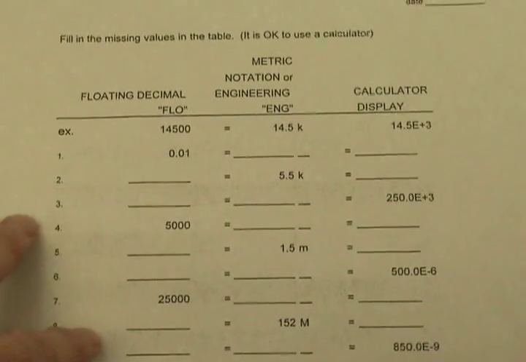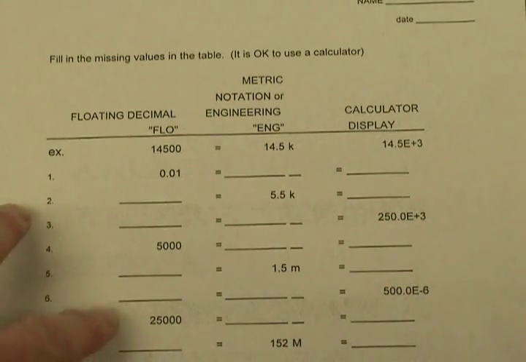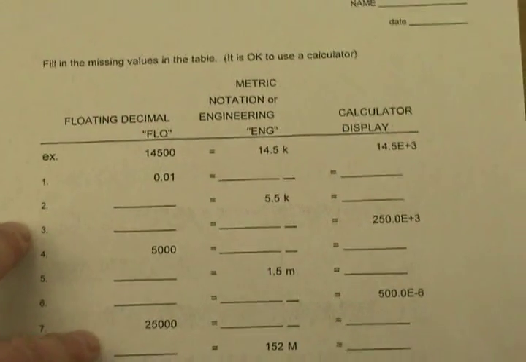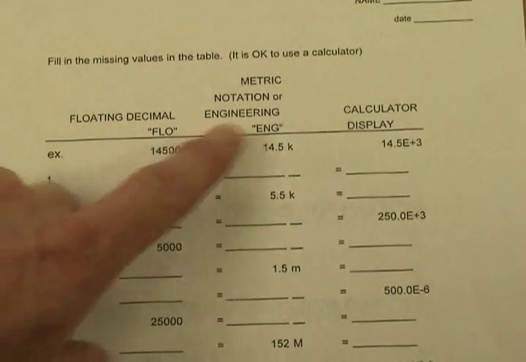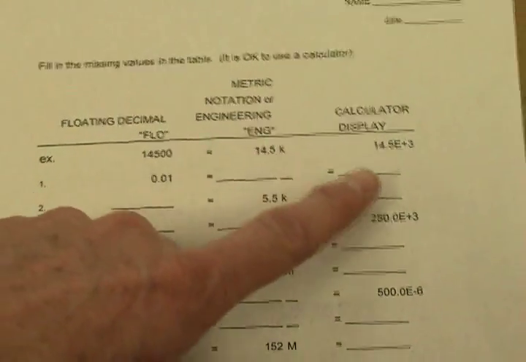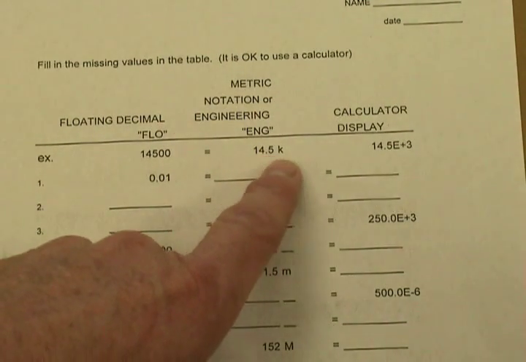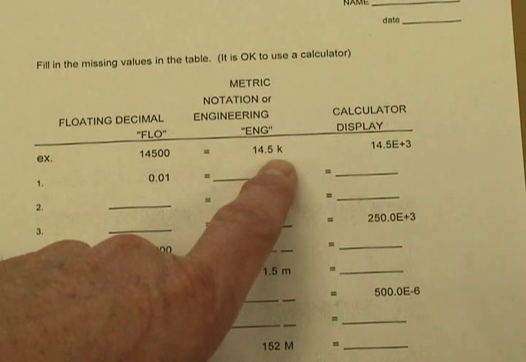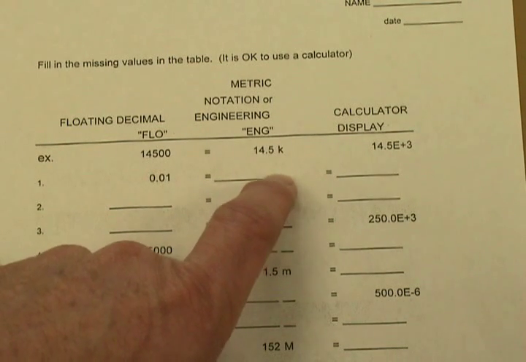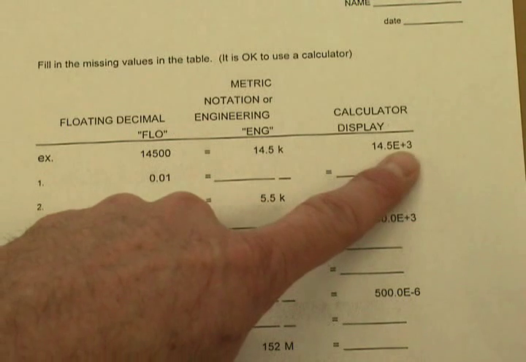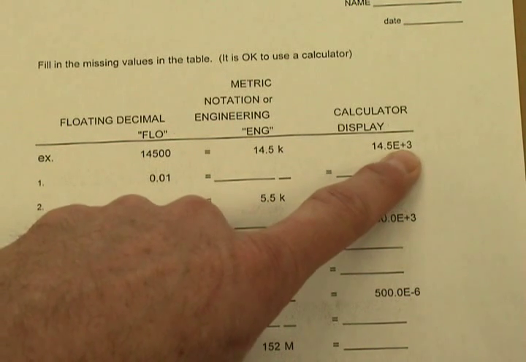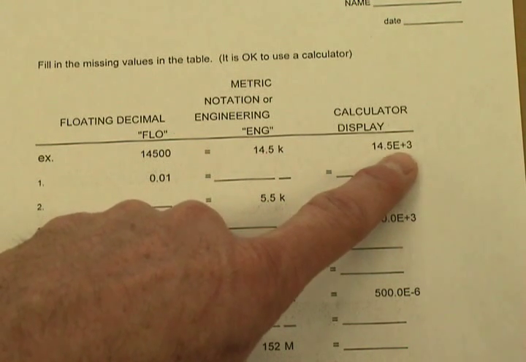Here's a look at the first practice page for converting numbers back and forth between floating notation, engineering notation, and what I call the calculator display, which doesn't usually have the K or the micro or the nano or the P or the G or the M there. It will normally just give you this factor of 10, and so we better talk about what that means.